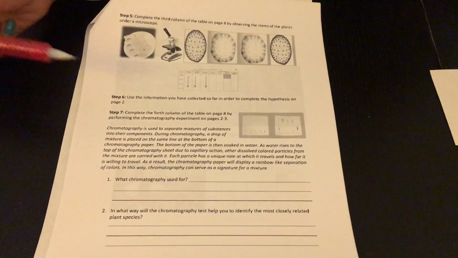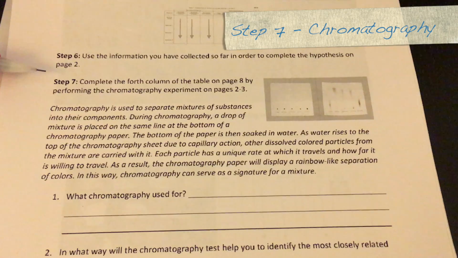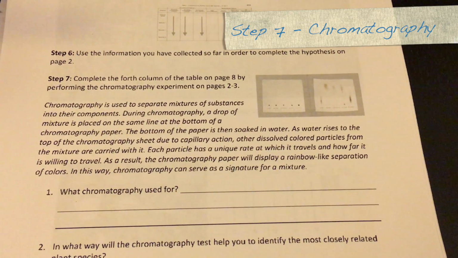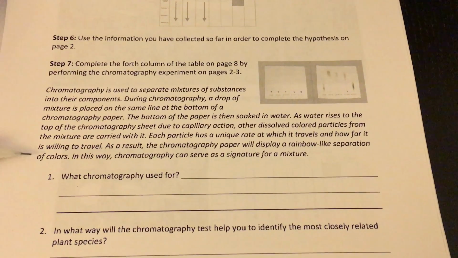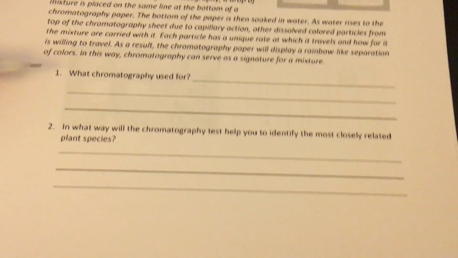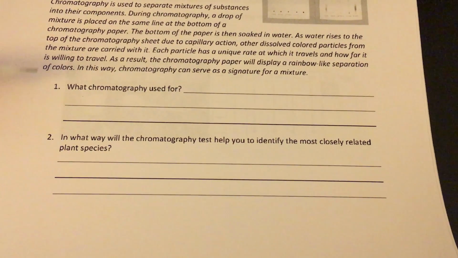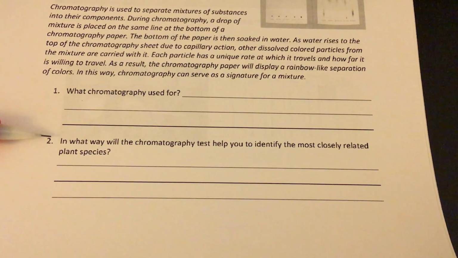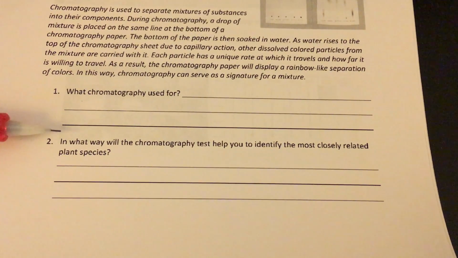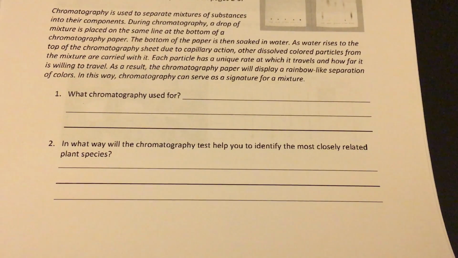You are now ready to complete step 7. Step 7 involves a paper chromatography. In order to complete this, please read the little information about paper chromatography and explain what paper chromatography is used for. Then also explain in what way paper chromatography will help you to identify the most closely related plant species.